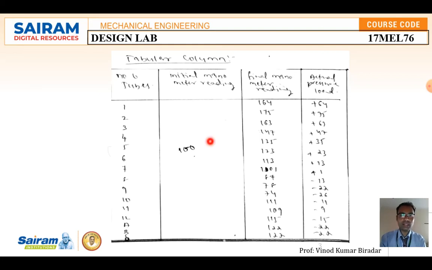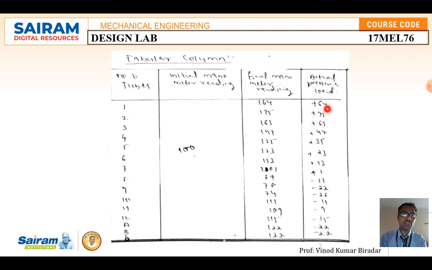Those stable values are like this: 164 for the first tube, 175 for the second tube, 163 for the third tube, and 147 for the fourth tube. Like that, note down all these values from the journal bearing apparatus. Now subtract the initial reading from these, and you will get the values, plus or minus. That is the actual pressure head.